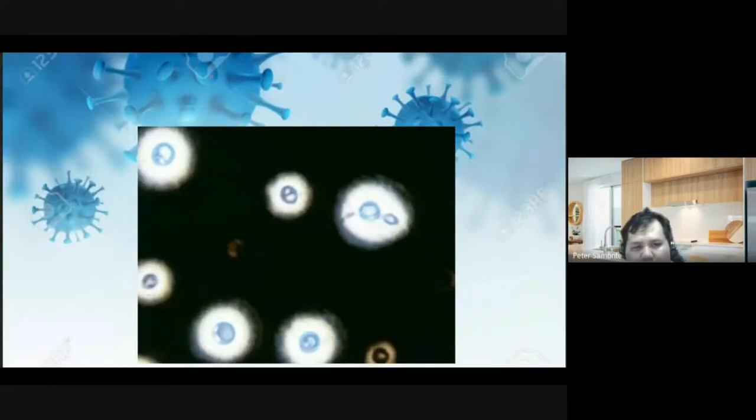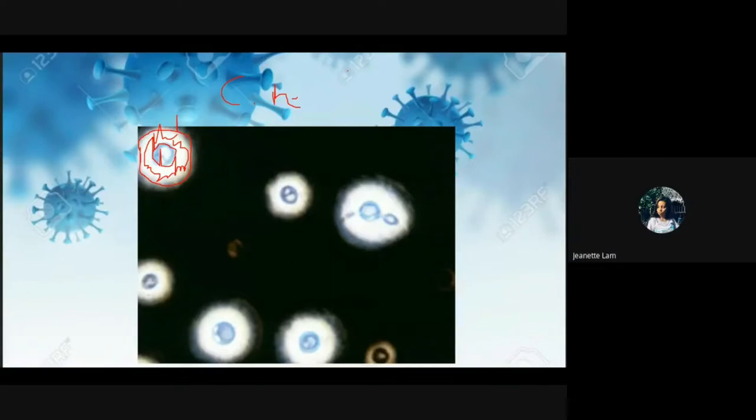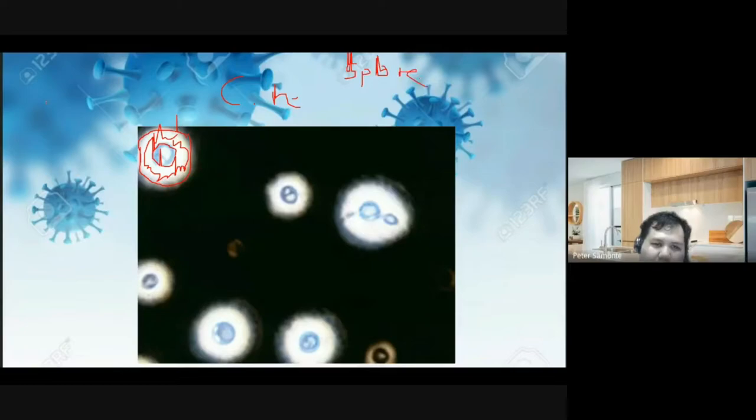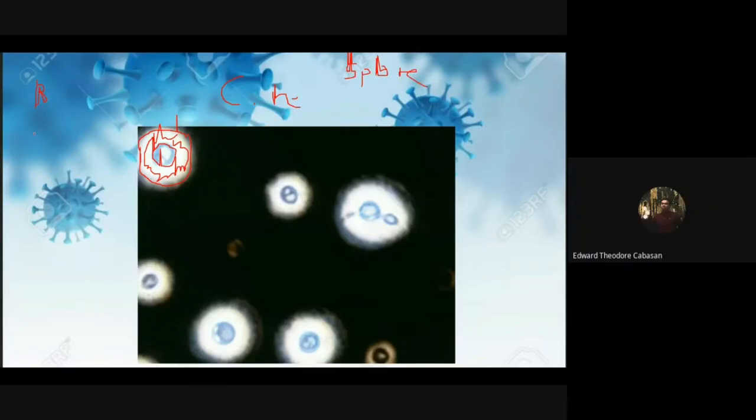Now, here's an example, class, of your Cryptococcus neoformans. Cryptococcus neoformans are known to have a capsule. Here's the capsule, class. This entire white part is the capsule. Now, the yeast, specifically your Cryptococcus, is this one. Now, who can tell me how yeast reproduce, class? Paano nagre-reproduce ang mga fungi? Through spores. Sexual reproduction. Okay, I'm looking for the word that starts with the letter B. Budding.